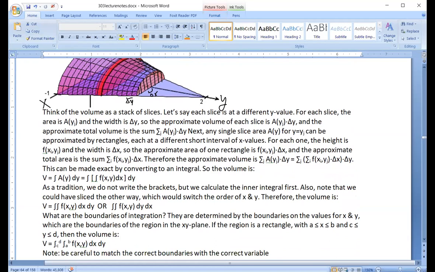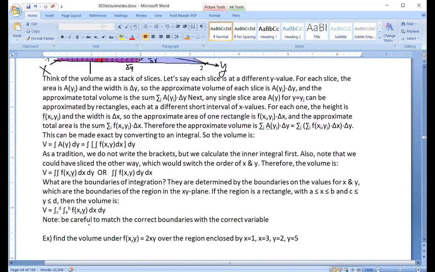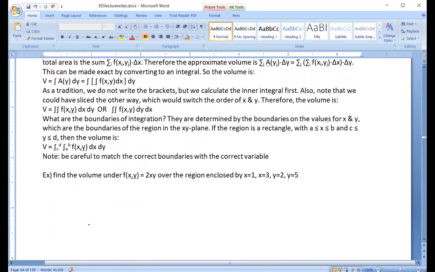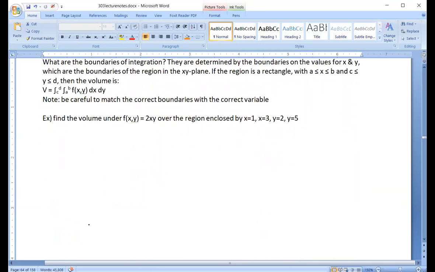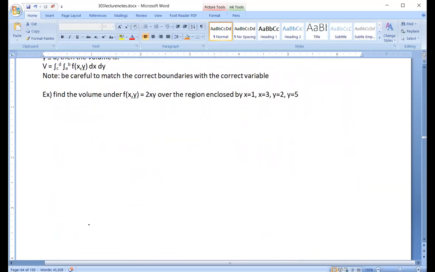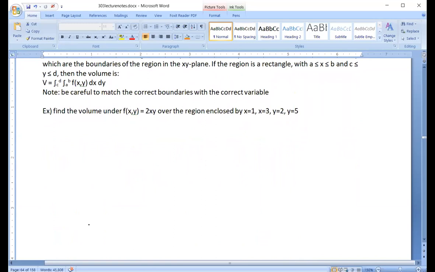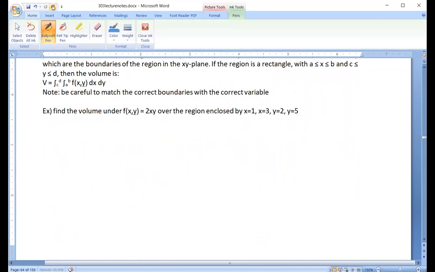Okay, so let's see how this works. Let's do a problem. Okay, so here's a function, f of xy equals 2xy. Let's find the volume under that over the region enclosed by x equals 1, x equals 3, y equals 2, y equals 5.